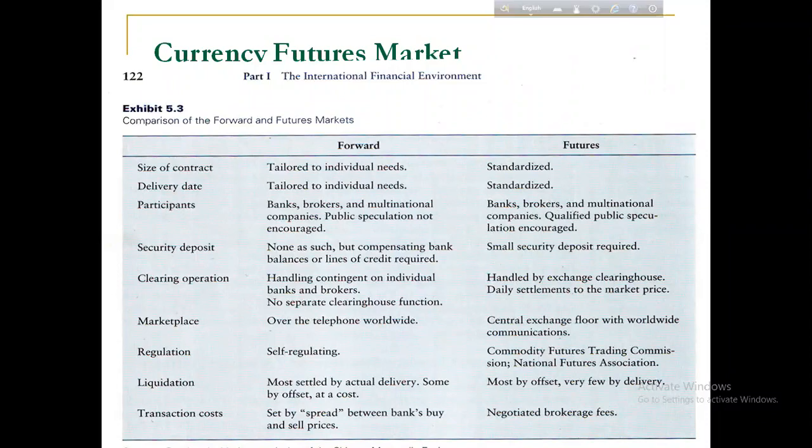And in forward contracts, what are the participants? The participants are mainly banks, brokers, and multinational companies, and public speculation is not encouraged. On the other hand, in futures markets, banks, brokers, and multinational companies are the main participants, but qualified public speculation is encouraged. Security deposits: in forward contracts, compensating bank balances or lines of credit are required, but in futures contracts, a small security deposit is required.